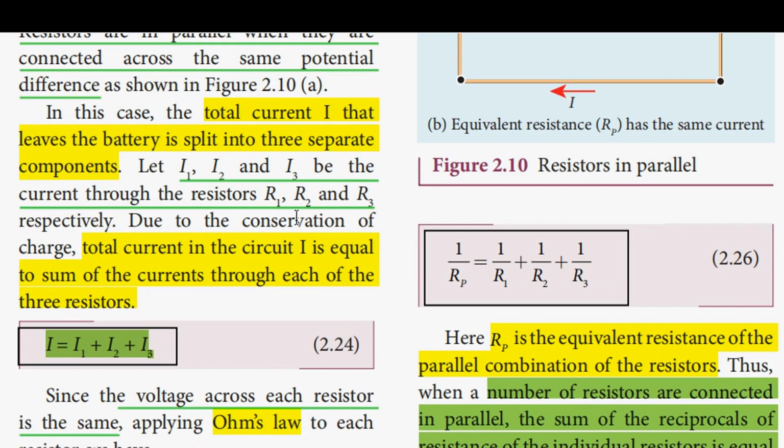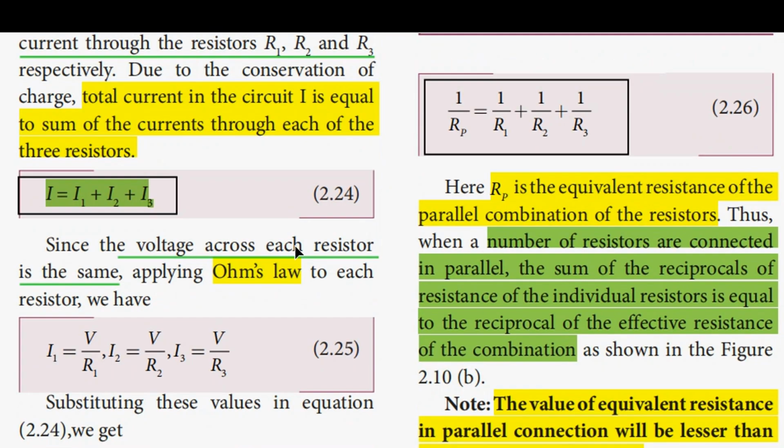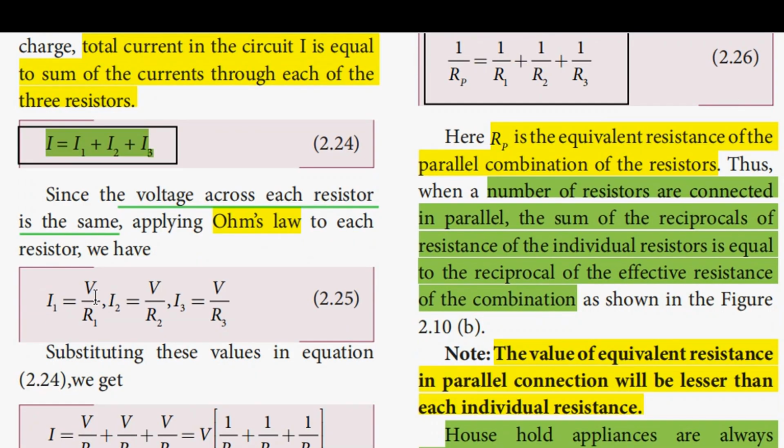And due to conservation of charge, the total current in the circuit I is equal to the sum of the currents through each of the three resistors. That can be written as I1 plus I2 plus I3. And since the voltage across each resistor is the same, applying Ohm's law to each resistor, we have I1 equal to V by R1, I2 equal to V by R2, and I3 equal to V by R3.